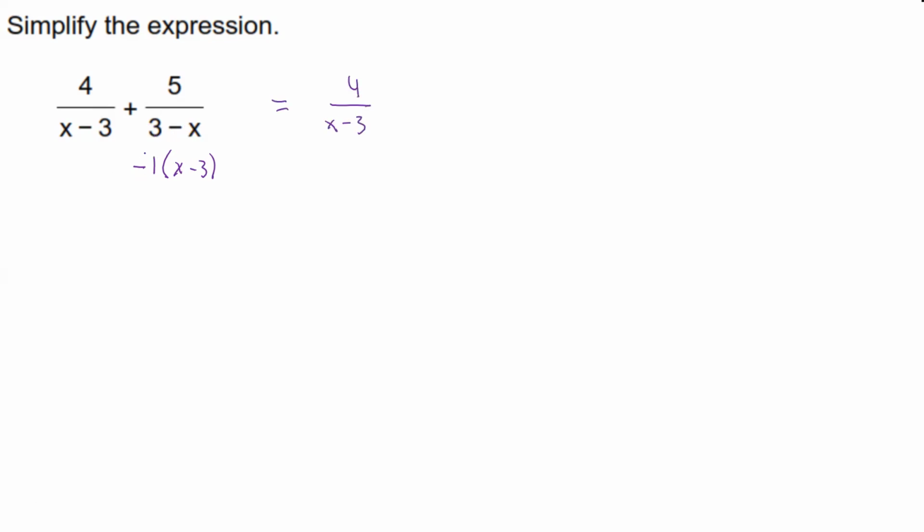Again, I'm going to take that minus 1 and say, well, now we're going to subtract, and then we have 5 over x minus 3. So now it has a common denominator. So now I just take 4 minus 5 is minus 1 over x minus 3, and that's my final answer.